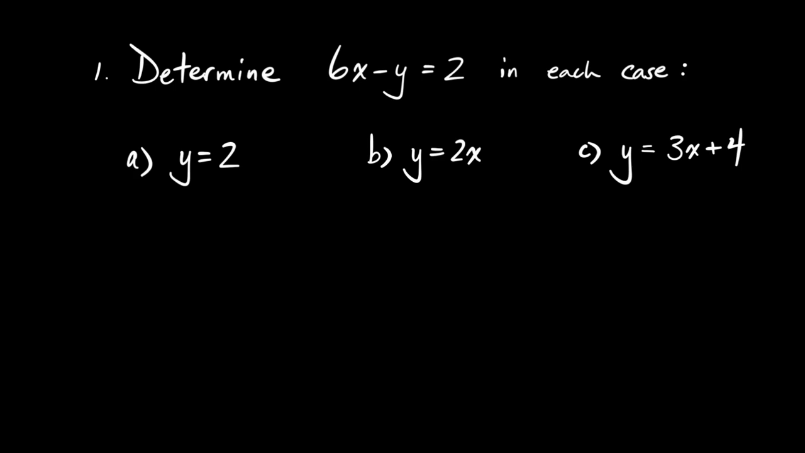Okay, so let's jump in. Look at question 1. Problem 1 asks you to determine 6x minus y equals 2 for each of these cases. So let's just start examining it as we go and not really look at it as a holistic thing. I want you to focus in just on problem A. We have to determine 6x minus y equals 2 for when y equals 2.